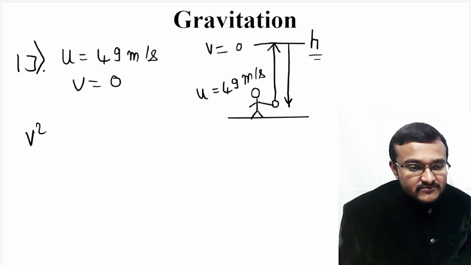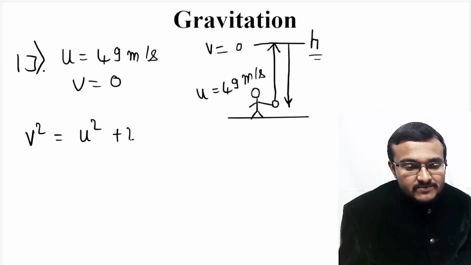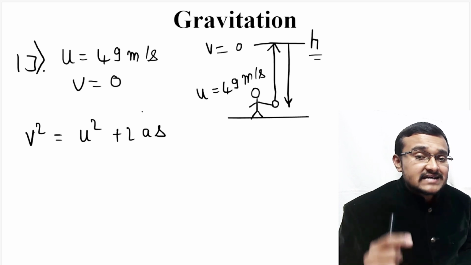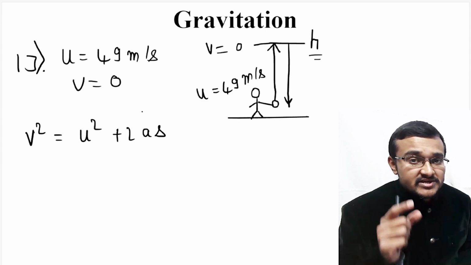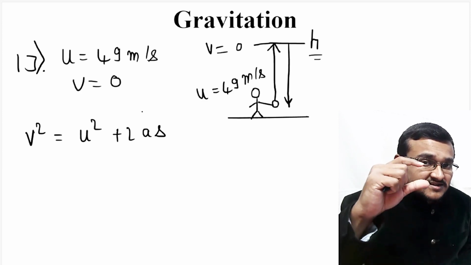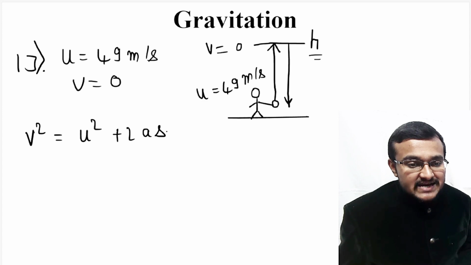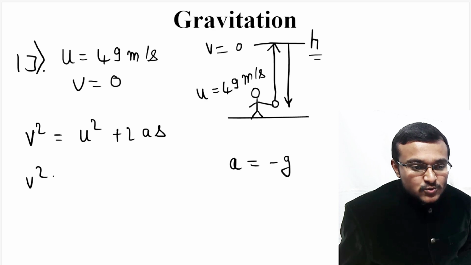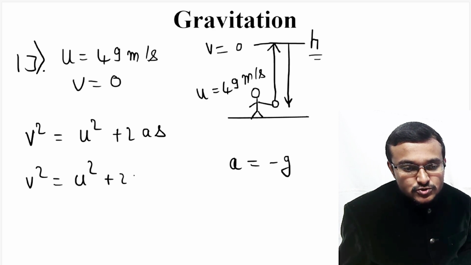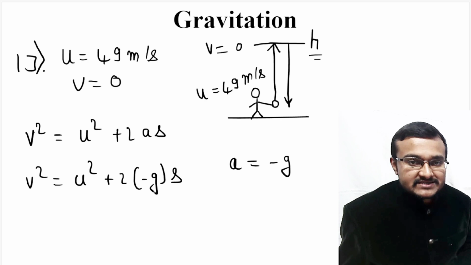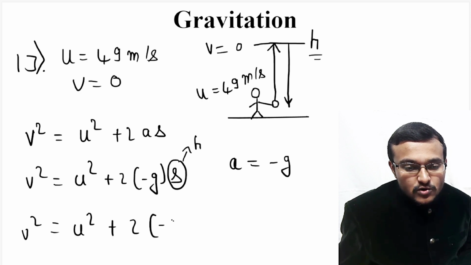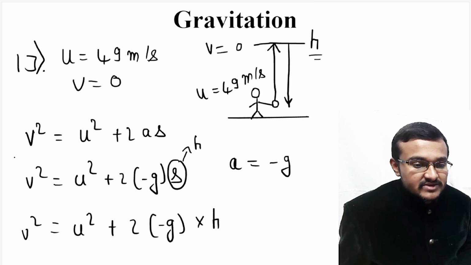So if you consider the third equation of motion, that is v square is equal to u square plus 2as, here in the place of acceleration we have to take the acceleration due to gravity. And always remember, here the object is moving in the opposite direction to the gravitational force. So that's why in the place of a we have to take minus g. So v square is equal to u square plus 2 into minus g into s. In this case, s is height, h. So v square is equal to u square plus 2 of minus g into h.